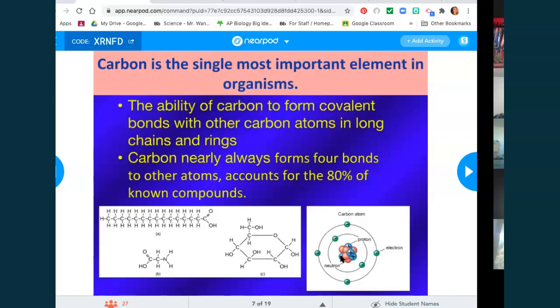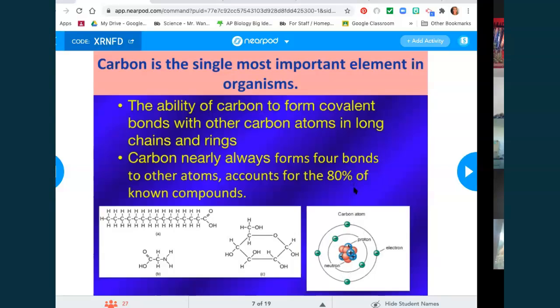This is our carbon atom. You might remember you drew a picture of this on one of your worksheets. Notice the outer ring. So this outer ring has 4 electrons. It wants 8 to be happy. That means it needs 4 more, so it's going to share 4. So that means it can make 4 bonds with other elements.